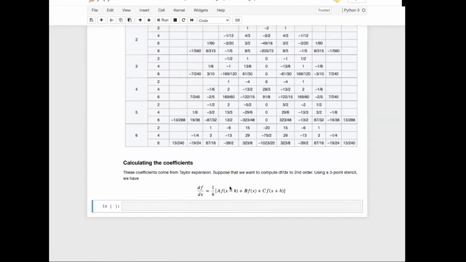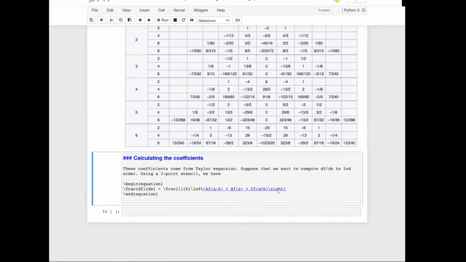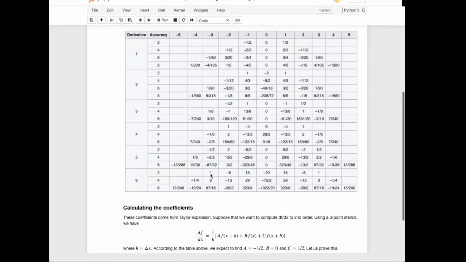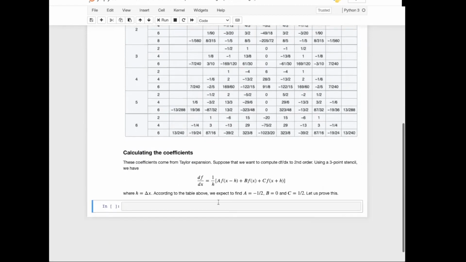Suppose that we want to compute f dx to second order accuracy. So let's use a 3-point stencil. Using a 3-point stencil, we have the central point, the point -1, and the point +1. Here as x minus h and x plus h, which means that the central point is x and delta x is equal to h. So according to the table above, for the second order accurate first derivative, the coefficients should be -half, 0, and half. So let us prove this.